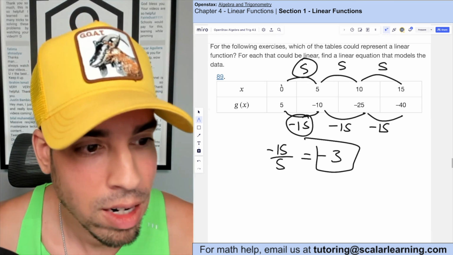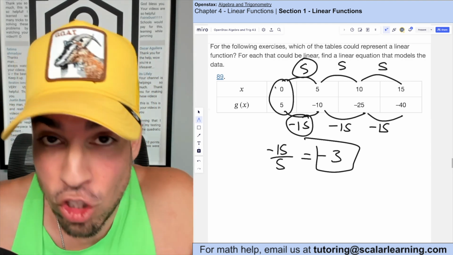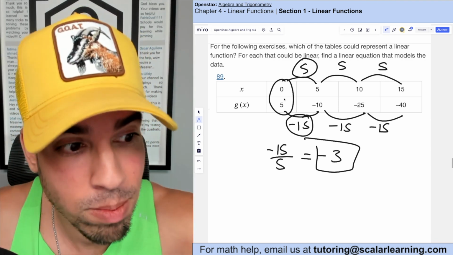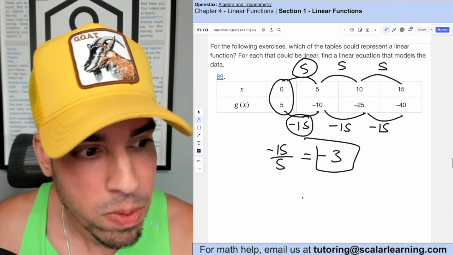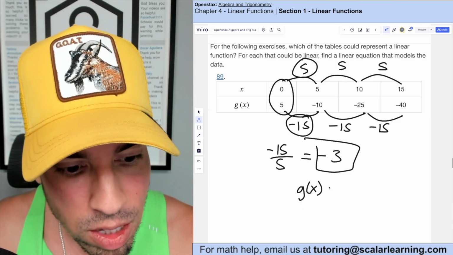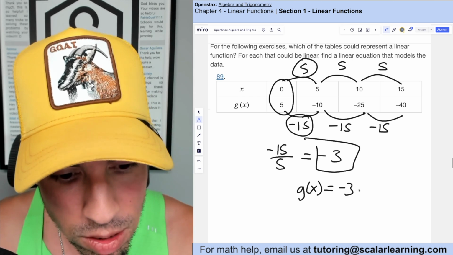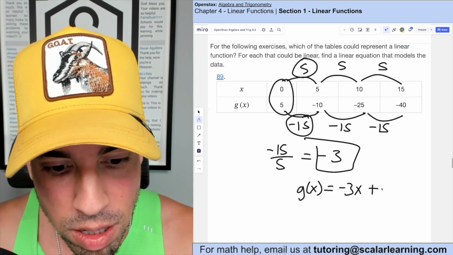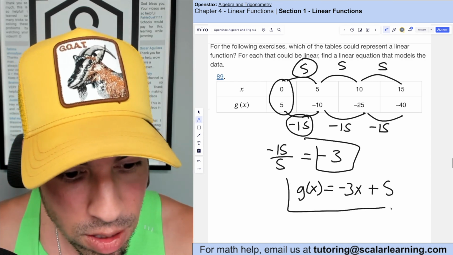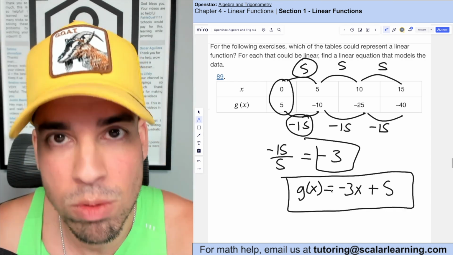Then we can take that with the y, or in this case, g-intercept, right? The y-intercept occurs when x equals 0. So we got everything we need for slope-intercept form. We could say g of x equals the slope, negative 3, times my x variable, and then we add the y-intercept of 5. There is my function. Boom, done.